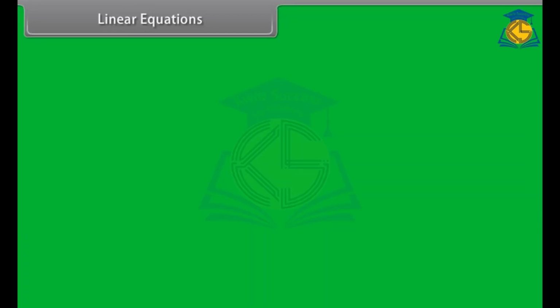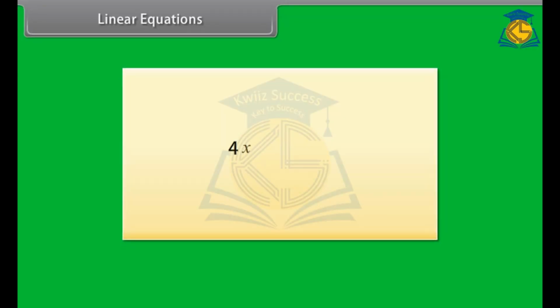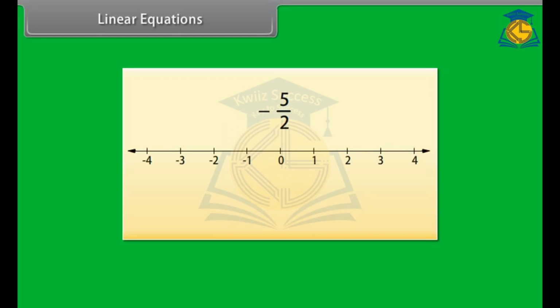Linear equations. We know that a simple linear equation is an equality between two algebraic expressions involving an unknown value called the variable. The two sides of an equation are called right-hand side or RHS and left-hand side or LHS. Consider this equation. The solution or the root of this equation is -5/2.